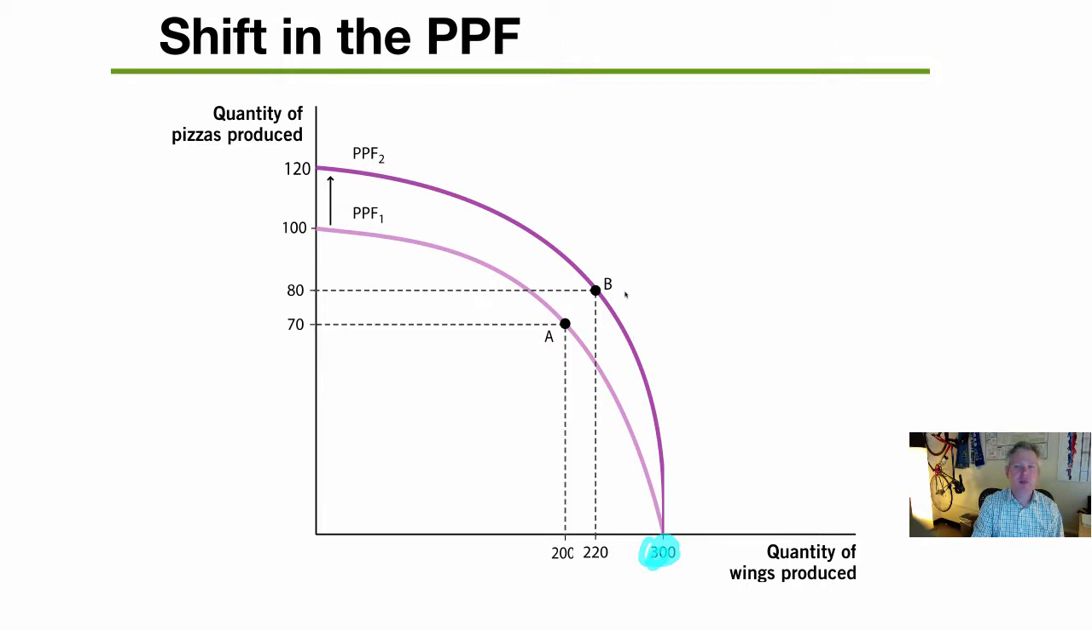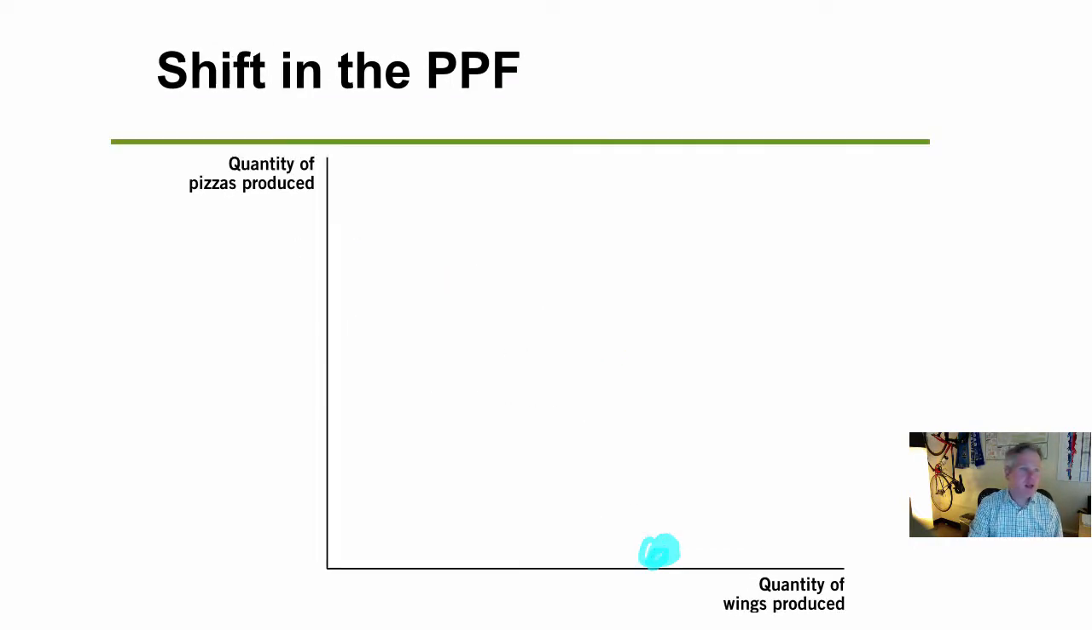All right. Where you end up on this PPF doesn't necessarily only change. The better technology for pizza doesn't only change the amount of pizza that you produce. It just depends on what combination of the two you were producing before. All right. So now let's look at another way that the production possibilities frontier could change. All right.